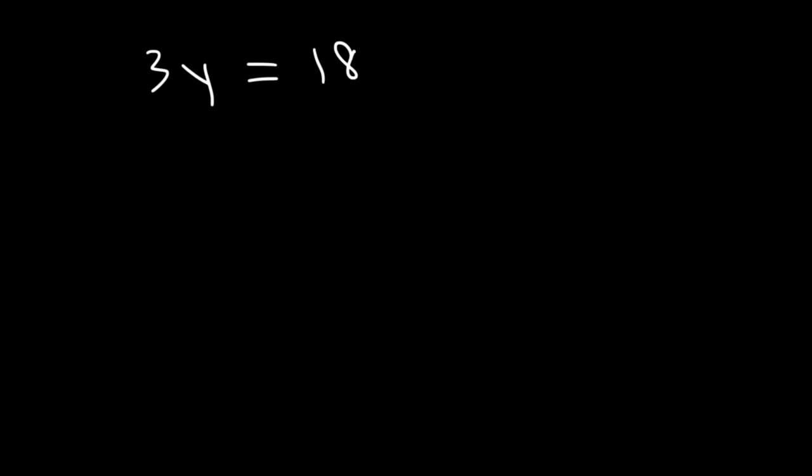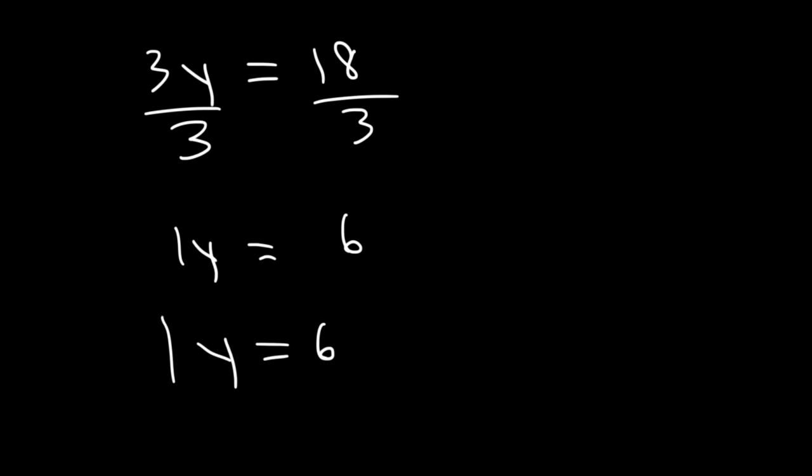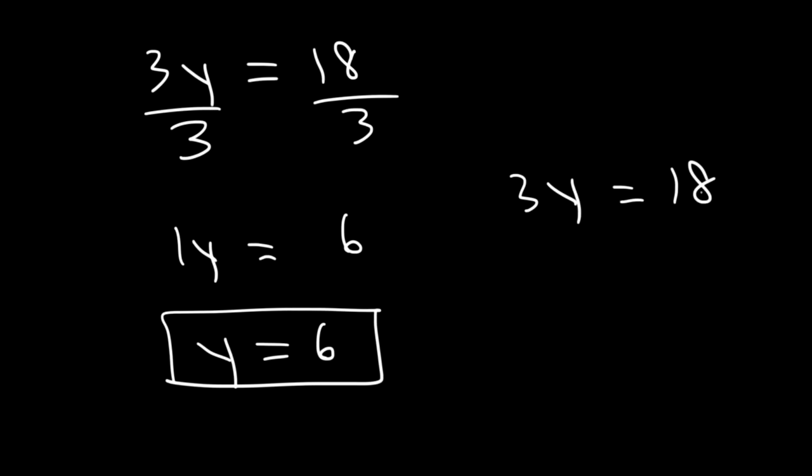Now what about this one? 3y is equal to 18. What is the value of y? So we need to separate 3 from y. Currently, the 3 is multiplied to y. The opposite of multiplication is division, so therefore we need to divide both sides by 3. 3 divided by 3 is 1, and 18 divided by 3 is 6. 1y is the same as y, so therefore y is equal to 6. So if we look at this expression, 3 times what number is 18? We know that 3 times 6 is 18, so therefore y is equivalent to 6.